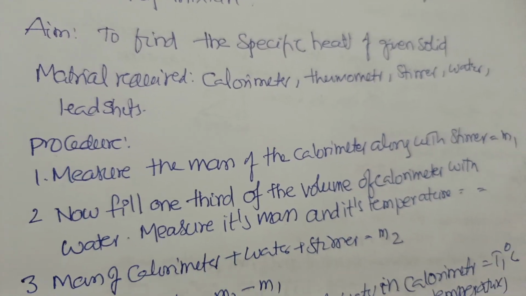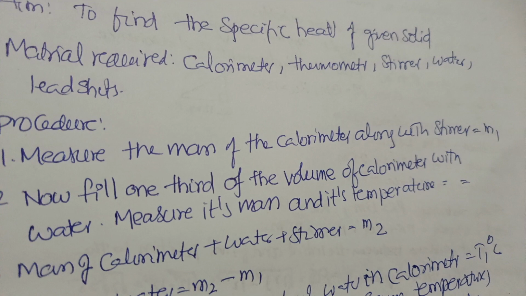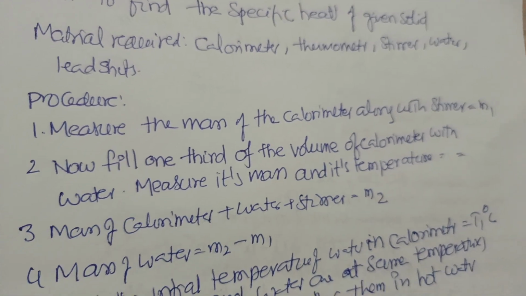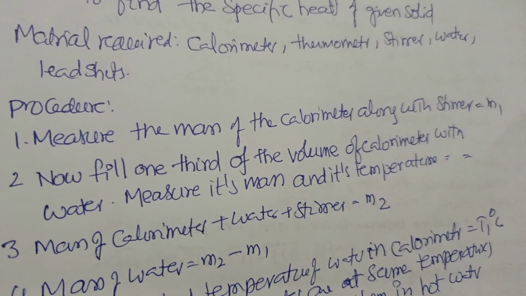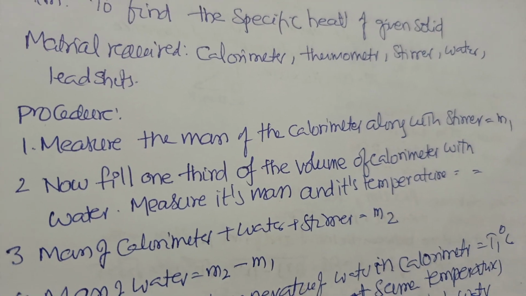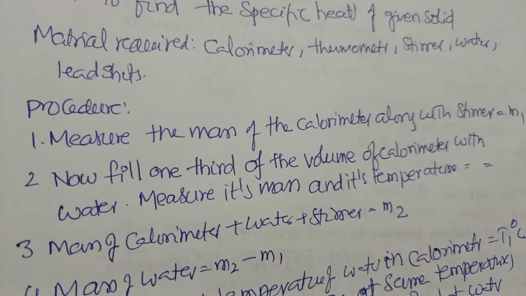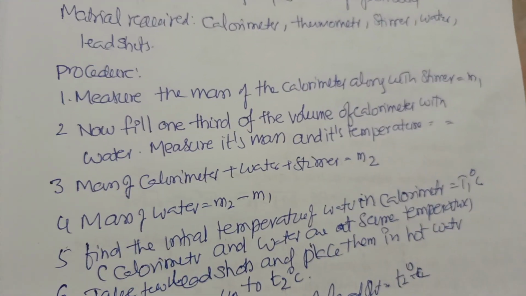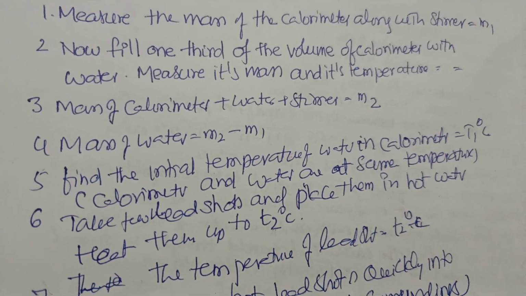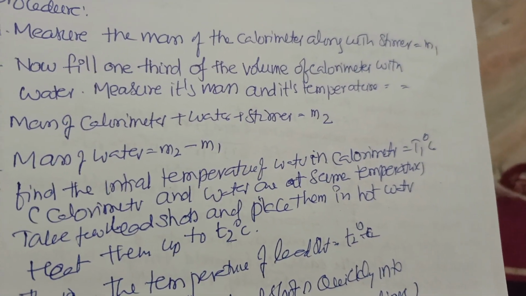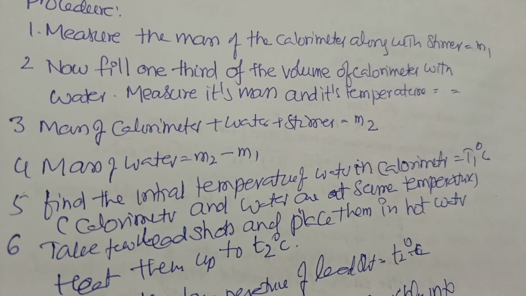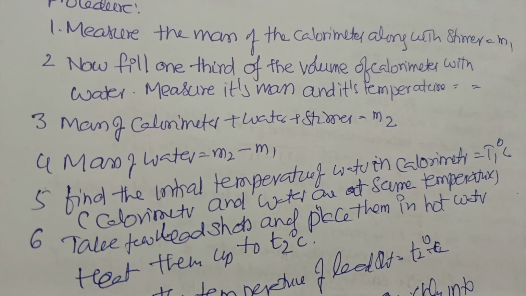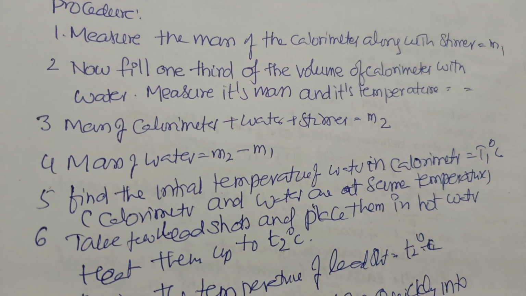Procedure: measure the mass of the calorimeter along with the stirrer, let it be M1. Now fill one third of the volume with water, and measure its mass and its temperature too. The mass of the calorimeter plus water plus stirrer is M2, then automatically the mass of the water is M2 minus M1. Find the initial temperature of water in the calorimeter, T1 degrees centigrade. Of course, the temperature of the calorimeter and water are the same as they are in thermal contact.